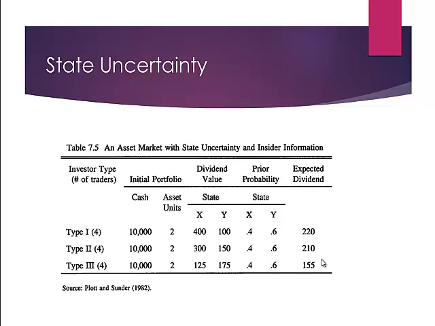So if you just calculate the expected values, 0.4 times 400 plus 0.6 times 100, you get 220, 210 and 155. So this is the average value of the asset. So if the traders are risk neutral, then the value of the asset will be 220 to type 1, which is the highest. So basically, what should happen in period 1 is that everybody should sell to type 1 for around 220. That's what would happen if there is no information.